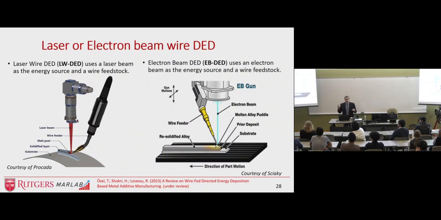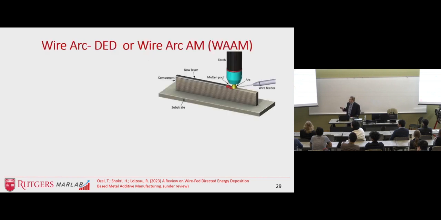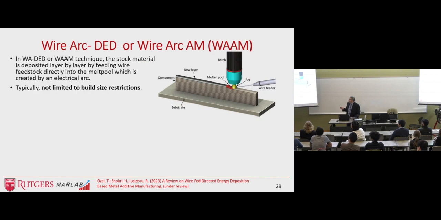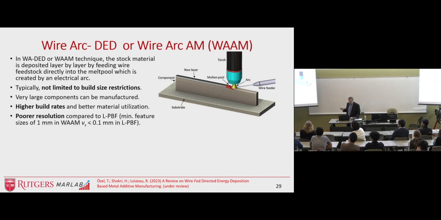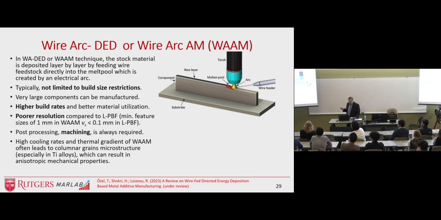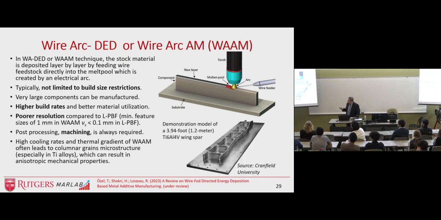Why? You see that in powder bed fusion, you have a powder bed chamber, so the part size is limited by that. You cannot make large aircraft wing structures, for example, by 3D printing. You can only do that with these directed energy deposition processes. And that's why they are selected. This is an example from Cranfield University in the UK.